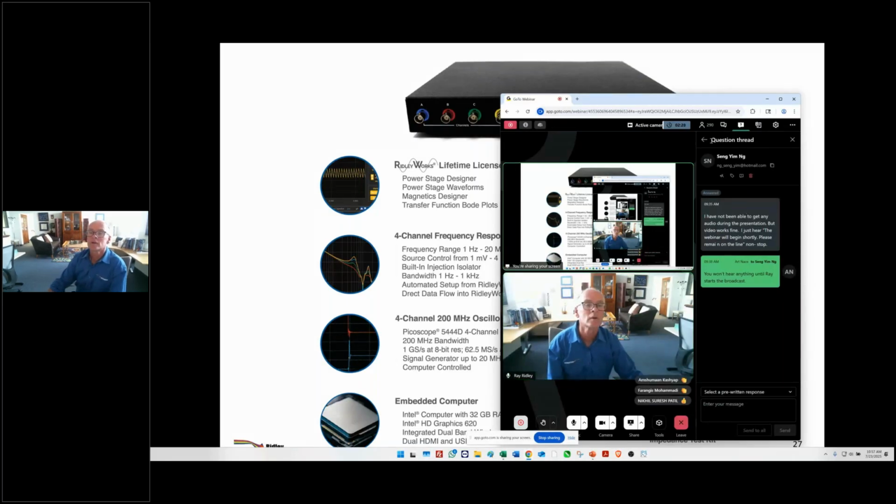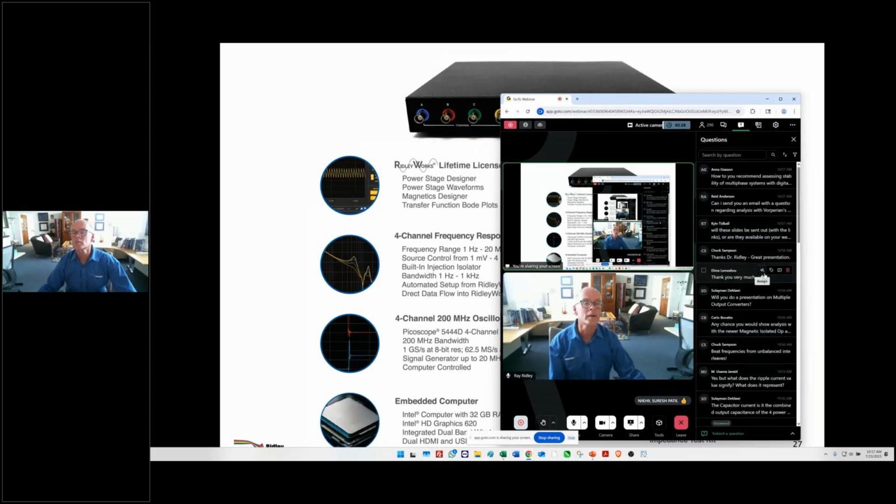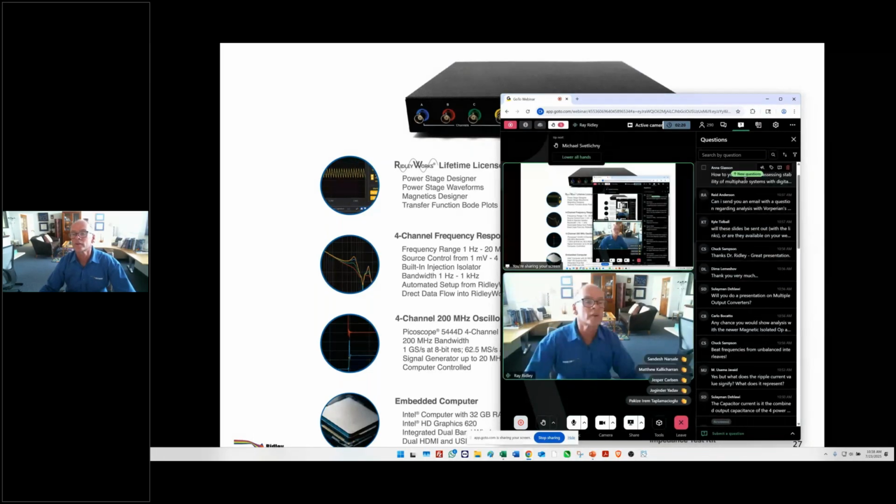How do I recommend stability of multi-phase systems with digital control? You're going to measure loops. It's still the way that we do things. Or you hope maybe you have a digital controller that can measure its own loop, but to get to the understanding, it's still a loop measurement.